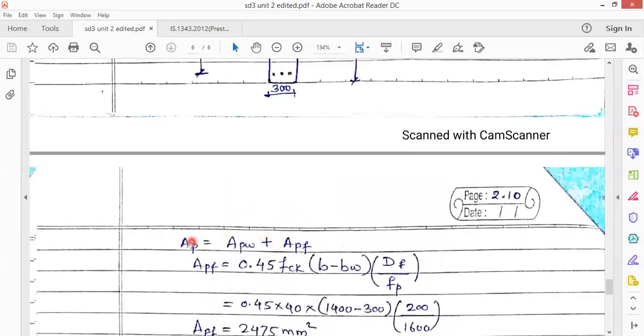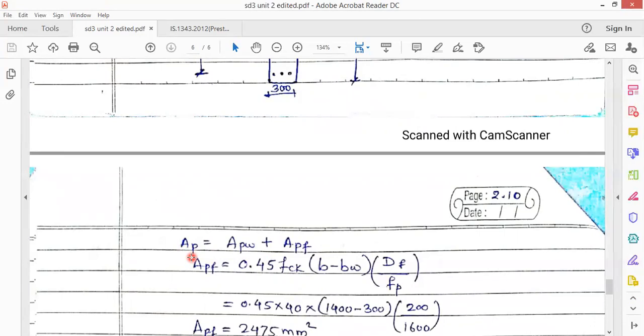With respect to that, when I get to know that it is lying in the web, then I will divide this APS. AP and APS are both the same here. It is the total prestressing steel. So this APS is equal to APW and APF, right? What we have already discussed. That is the steel area in the web portion and the area of steel in the flange section. So that total will be APS. So APF I will calculate with the equation 0.45 FCK into in bracket B minus BW into again in bracket DF by FP or FPU.